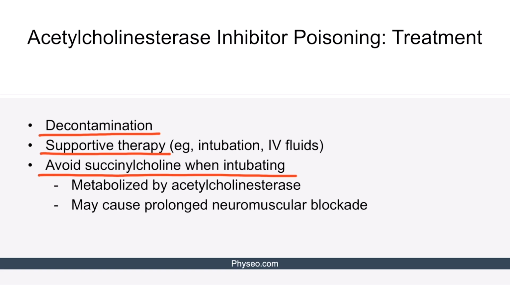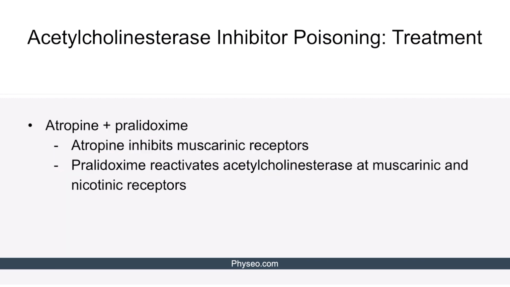Succinylcholine is a paralytic agent that is commonly used during intubation. It's normally broken down by acetylcholinesterase, which is inhibited in these patients. As a result, these patients will be slower at metabolizing succinylcholine and may sustain a longer period of paralysis as a result. The drug regimen that is used to treat acetylcholinesterase inhibitor poisoning is atropine plus pralidoxime.